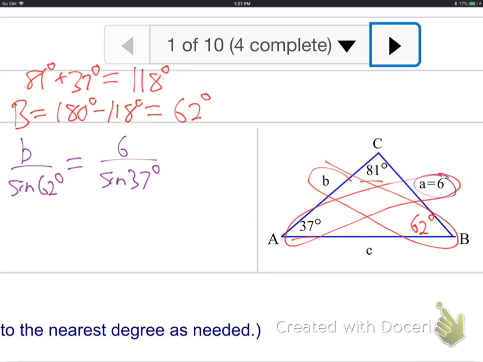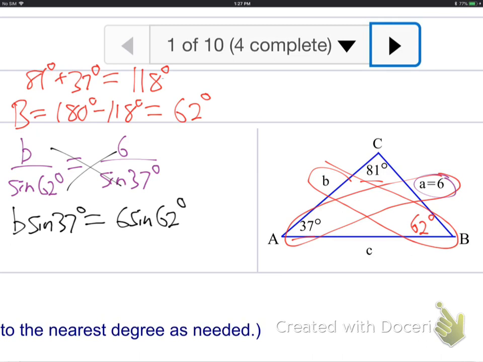They've got to be equal. Equal fractions. So we have only one letter, b. All the rest is numbers. So how do we solve two equal fractions? Cross multiply. You guys are pros at this now. Diagonal, diagonal. B sine 37 is 6 sine 62.